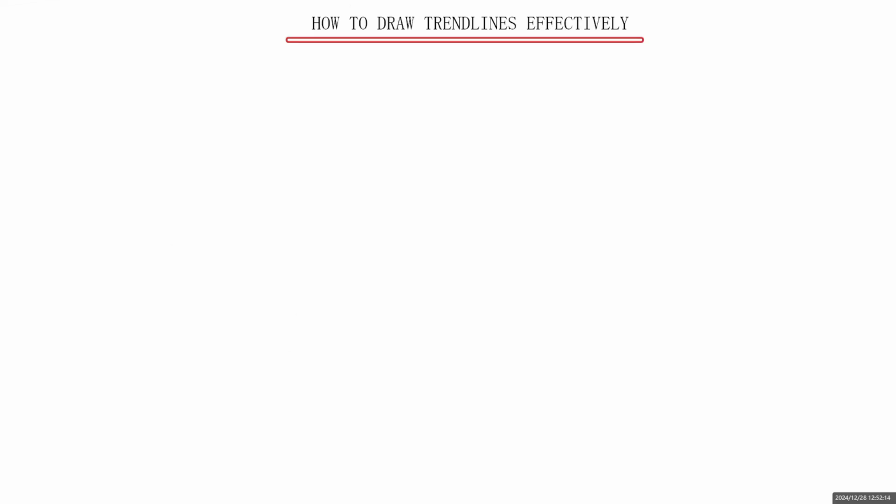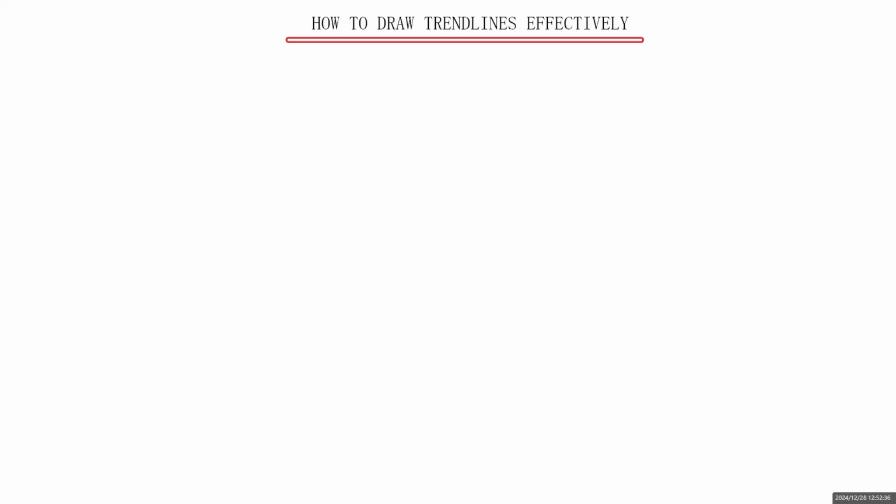The next part we are going to be talking about is how to draw trend lines effectively. It's important to note that when it comes to trend lines, if you don't draw them effectively, you won't get the best results. So to get the best results from trend lines, you need to be able to draw them effectively and accurately. So now, how do you draw these trend lines effectively?